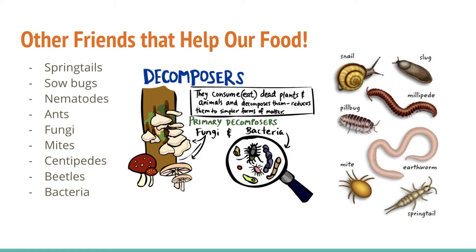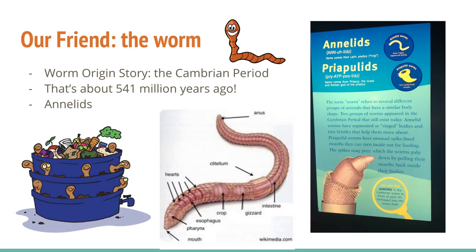One of our star decomposers, especially here in the state of Wisconsin, is our worm, right? Worms have been around a very long time, since the Cambrian period. So before dinosaurs, basically when our world was 100% water. And that was probably around 541 million years ago, so quite some time. And you can see that there actually hasn't been a whole lot of change in 541 million years, which kind of goes to show that worms are pretty great at what they do.